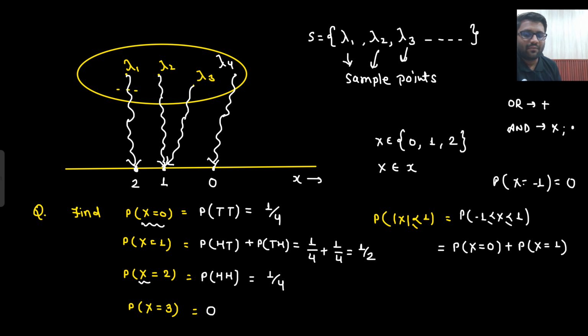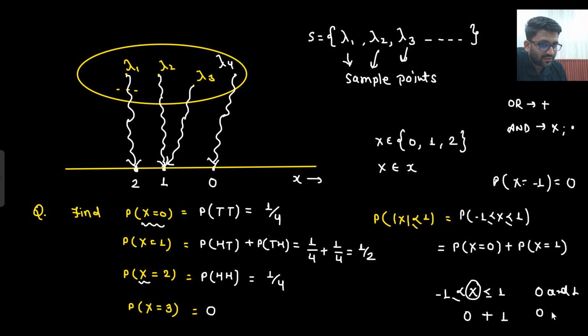Why did the plus sign come here? Why not multiply? If I say give me a value between minus 1 to 1, and you give me 0, then I will be happy. If you give me 1, then also I will be happy. What I am saying is, give me a value between minus 1 to 1. So if you give me 0 or if you give me 1, in both cases I will be happy. That means you don't need to give me 0 and 1. You need to give me 0 or 1. Right? Are you able to understand this point?